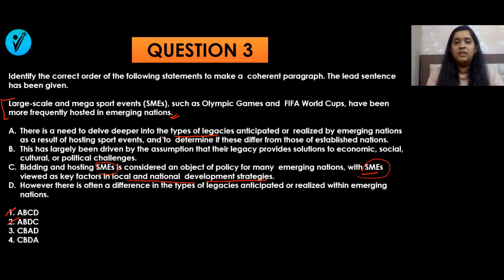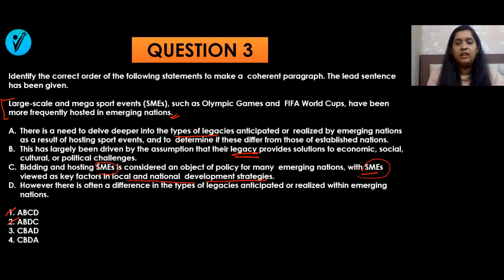This has largely been driven by the assumption that their legacy. So see, legacy here and legacy over here, we had read it somewhere. So in A, we had read it: provide solutions to economic, cultural or political challenges. This makes me feel more sure that D will come before A at least. And that is the case in both these options.